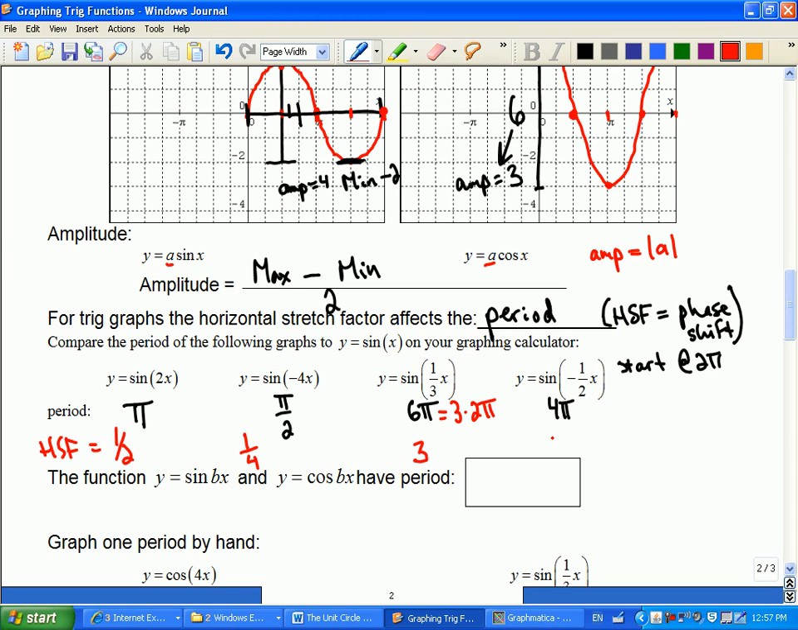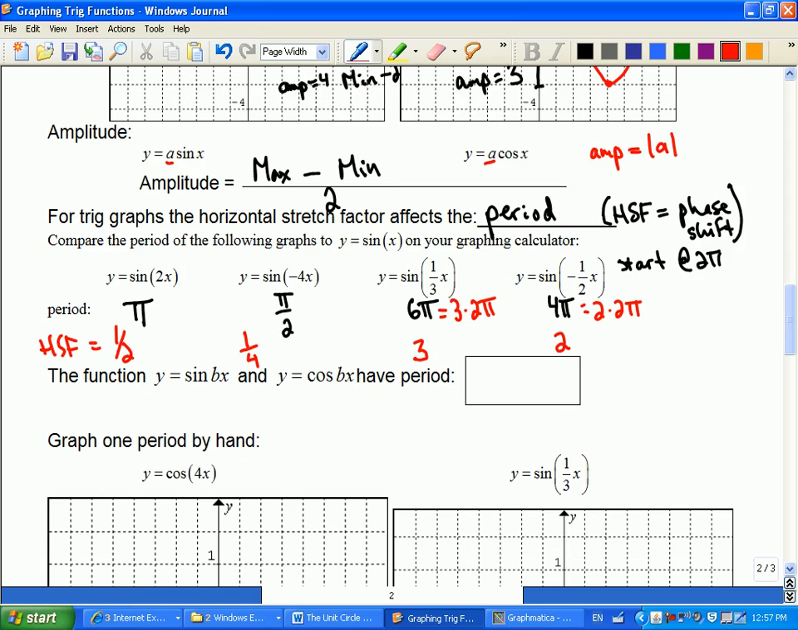And then this one, of course, horizontal stretch factor is 2. 4 pi is the same as 2 times 2 pi. So you can use your transformations knowledge to answer these questions, right? You apply that horizontal stretch factor to the period, you'll find out what the new one is.